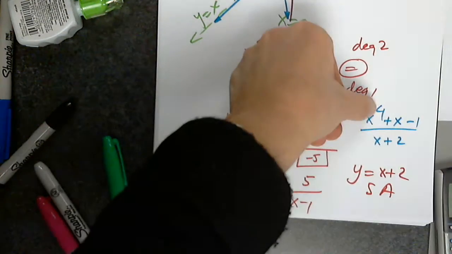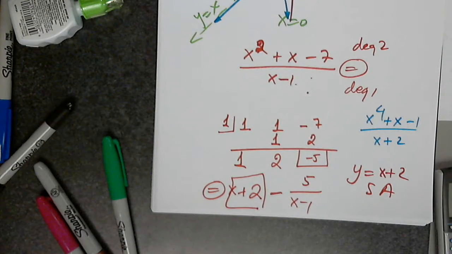But if I divide degree 4 by degree 1, I get degree 3. Degree 3 is not a line. So if I have the top degree 6 and the bottom degree 5, when I divide, I get a line. So that's why the difference must be 1, so I can get a line. Anything else?